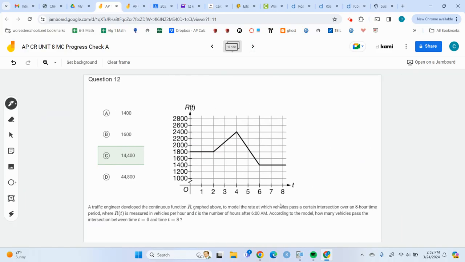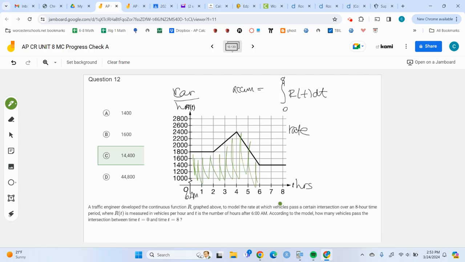C. Number 12. A traffic engineer developed this function R to model a rate that cars pass a certain intersection over the 8-hour time interval, where R is measured in cars per hour, and t is the number of hours after 6 a.m. So this is 6 a.m. at 0. According to the model, how many vehicles pass through the intersection from 0 to 8? Okay, another accumulation. So I'm going to do an integral of a rate, and that will give me the net change, or the amount of vehicles. The rate is positive because I'm always accumulating vehicles.